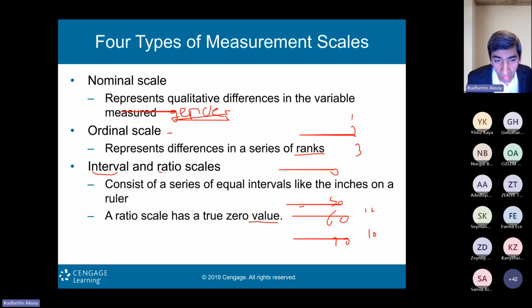A ratio scale, which is more powerful, so this is number 1, number 2, number 3, number 4. For a ratio scale, there is something like mass. When something's weight is 0, it means it doesn't exist. When height is 0, it means it doesn't exist. When velocity is 0, it means it is not moving. There is an absolute 0 value. Therefore, they are ratio scales. We can add, subtract, and find the mean or mode with interval and ratio scales. We can't do that with nominal or ordinal scales.